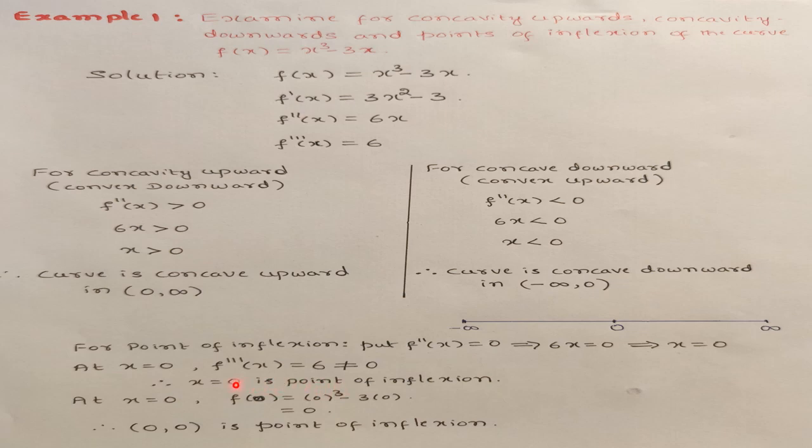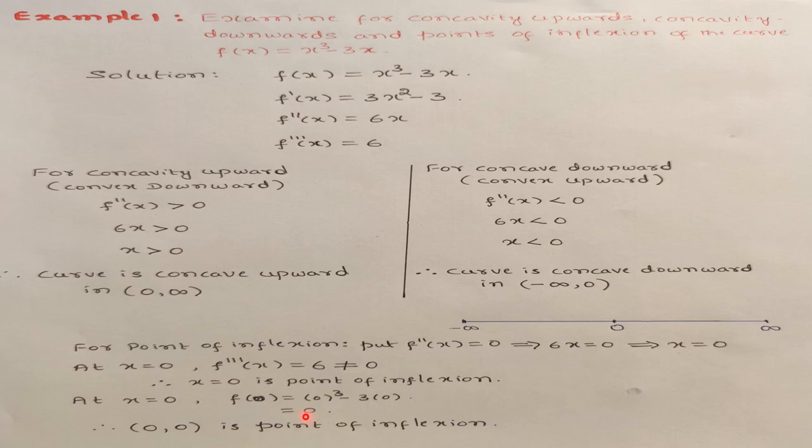Here x is 0. We have to find out y. How to find the value of y? X is equal to 0 is the point of inflection. Putting x is equal to 0 in the original function, you will get f of 0, that means y, isn't it? Here f of 0 is equal to 0 cube minus 3 times 0. Therefore, f of 0 is also 0.